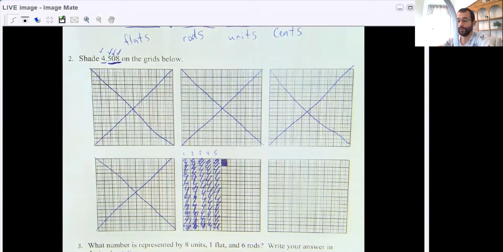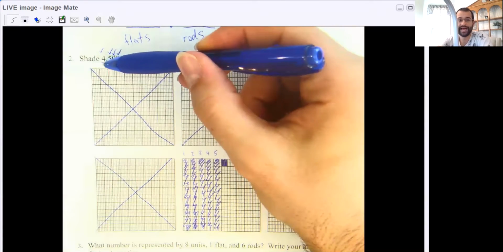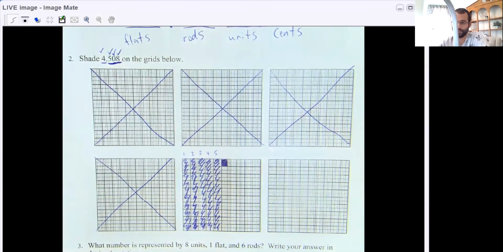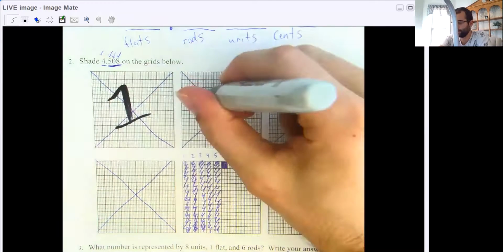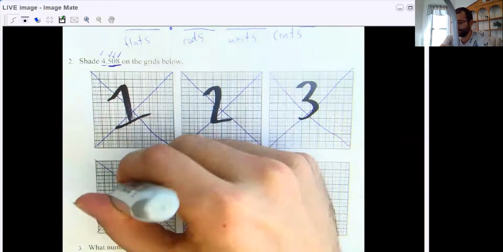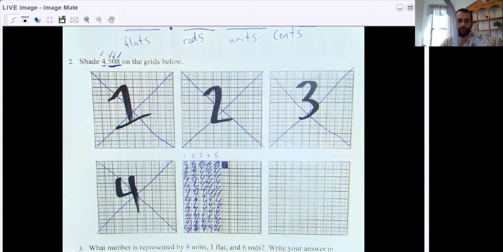So for number 2, we need to cross out 4 flats. That's the easiest part, is the place before the decimal. So 1, 2, 3, 4. So if you want to go ahead and do that, I've already done that here on my paper. If you want to go ahead and cross out your 4 flats, you can.